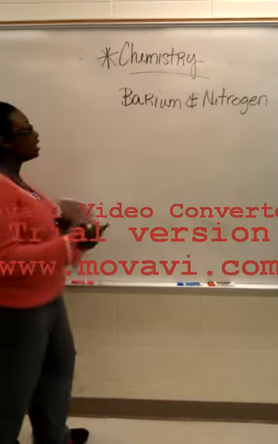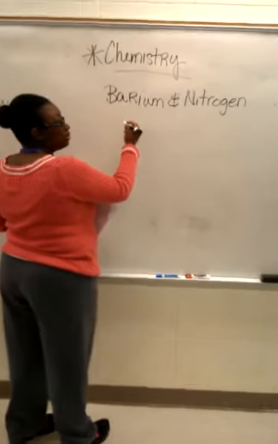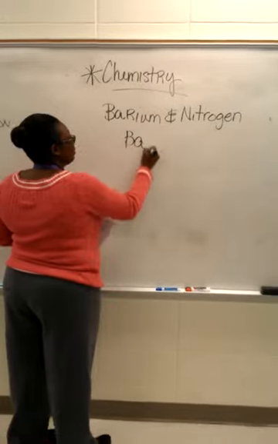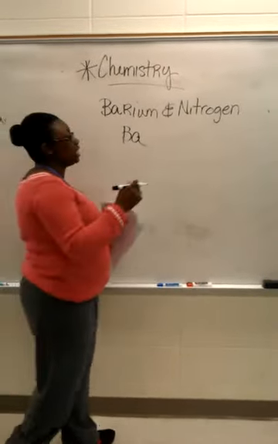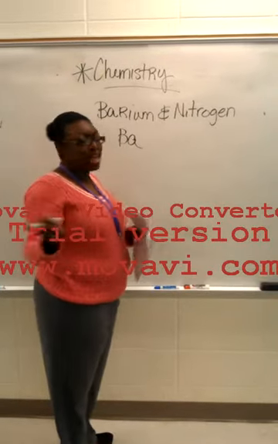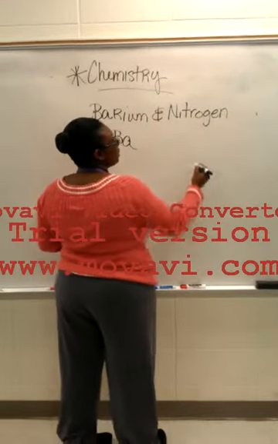Group 2, very good. And what's the symbol for barium? BA. Very good. Okay. How about nitrogen? What group is it in? 15. Or group what? 5. All right. And what's the symbol for it?